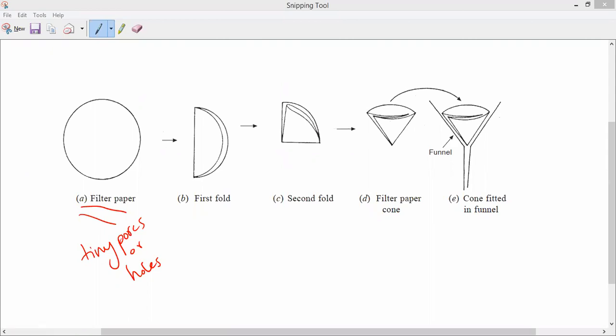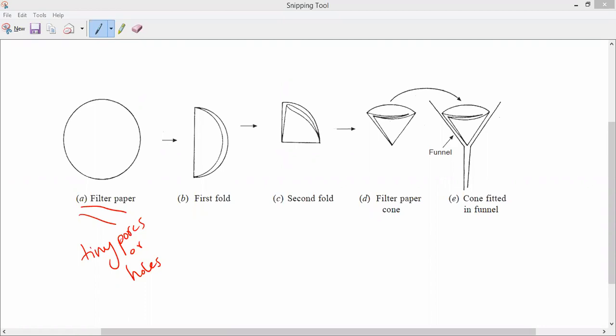For example, if we take salt solution or sugar solution, is it possible to separate them by filter paper? No, sir. This is a true solution, because salt particles are dissolved and occupy the space between the particles of water. So it cannot be separated by filtration. That is what you should remember.